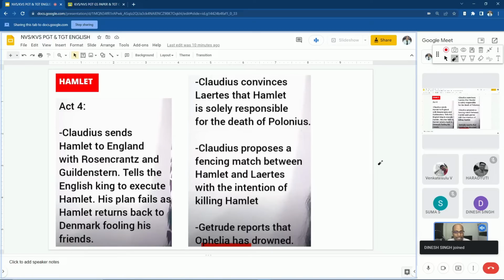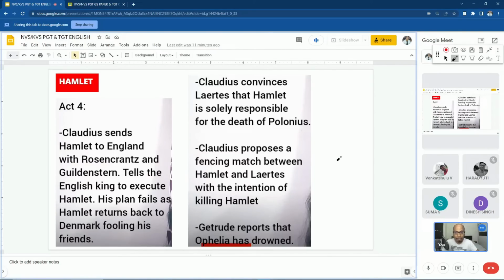Yes, sir. So when he was convinced by Claudius in an evil manner, in a wishful manner, taking revenge against Hamlet, Laertes agreed to a fencing match with Hamlet. Did you understand up to here?